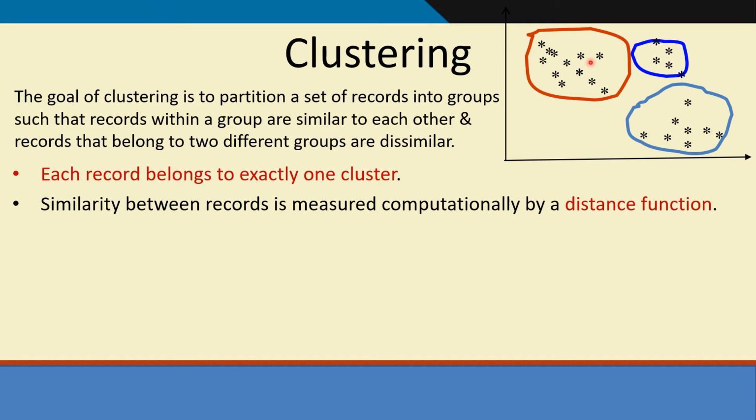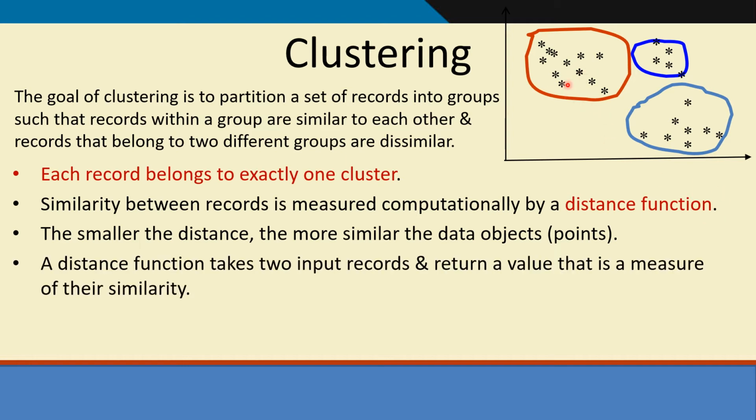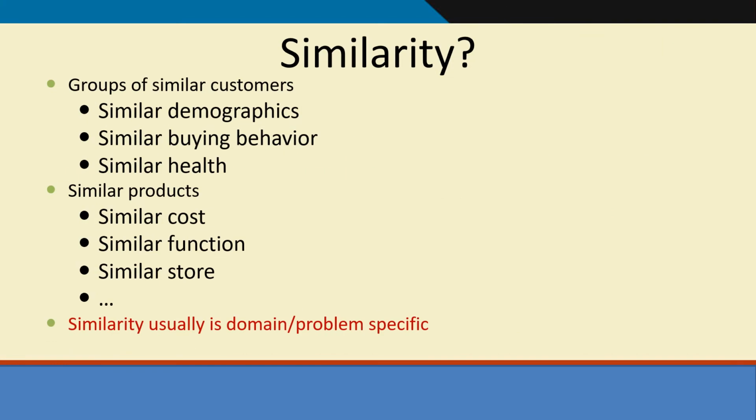Similarity between records is measured computationally by a distance function. The smaller the distance between the two points, the more similar the data points are. The distance function takes two input records and returns a value that is a measure of their similarity. Different applications have different notions of similarity, and no one measure works for all domains. Similarity is domain or problem specific.